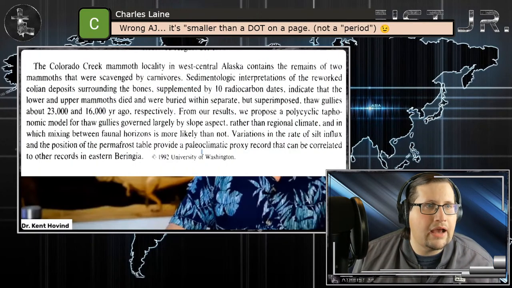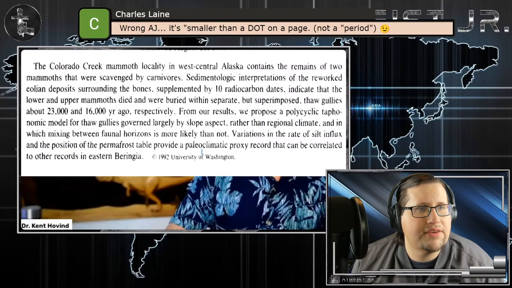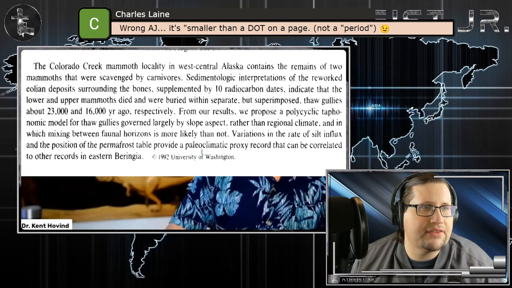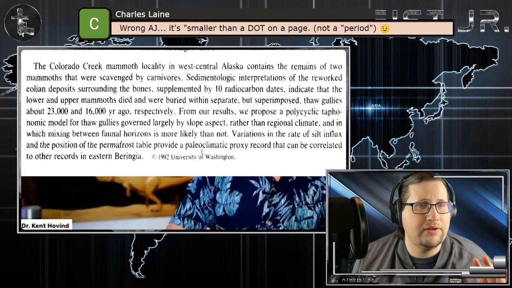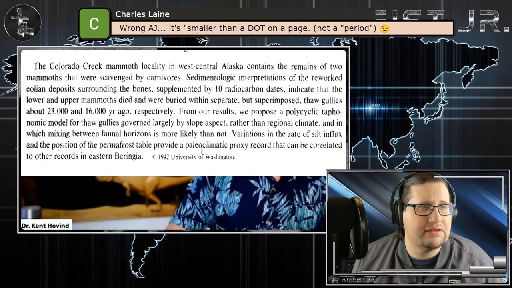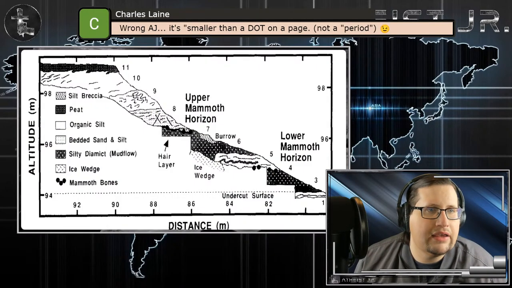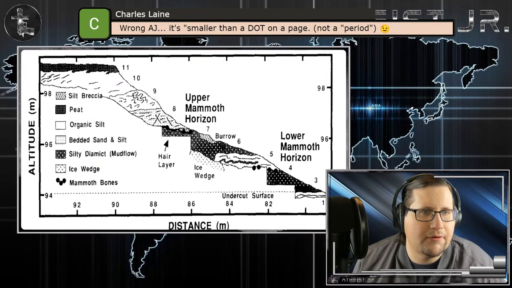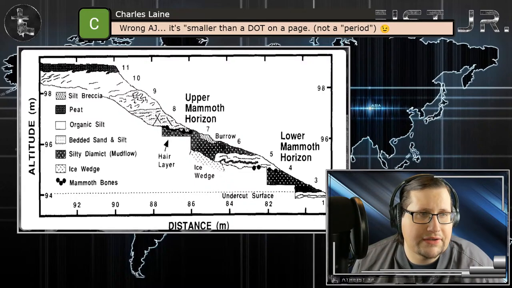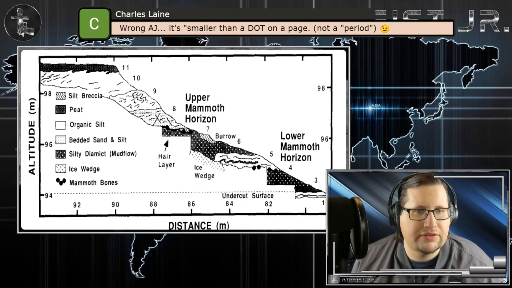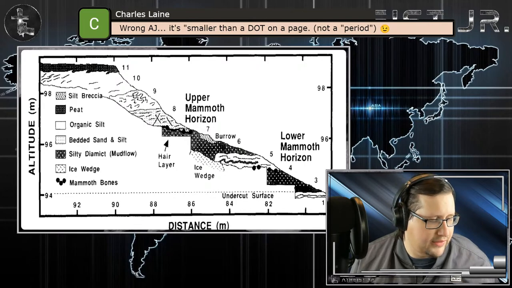these Colorado Creek mammoths, I'm going to read the abstract here. It says, the Colorado Creek Mammoth locality in west central Alaska contains the remains of two mammoths that were scavenged by carnivores. Interpretations of the reworked Aeolian deposit surrounding the bones, supplemented by 10 radiocarbon dates, indicate that the lower and upper mammoths died and were buried within separate but superimposed thaw gullies about 23,000 and 16,000 years ago, respectively. So you can see here that the two mammoths were not in the same strata. They were found in different areas. So they obviously lived during different times. So that's probably why we got different ages. I don't think it's because of a flaw in the dating method.